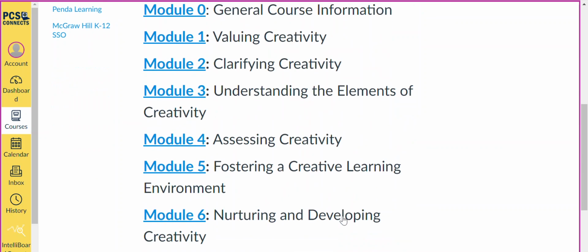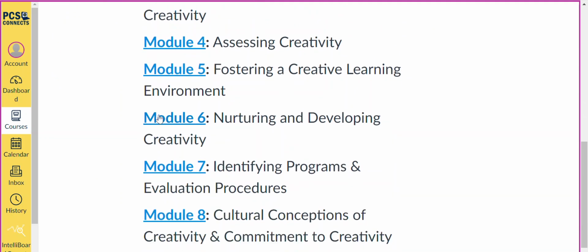So in Module 6, we are going to go down here and click on this blue link. That'll take us right to the module, and we're going to be talking about nurturing and developing creativity. So we're really in the application stage of our modules at this point, and so we're applying everything we learned and really utilizing the skills to the best of our ability.